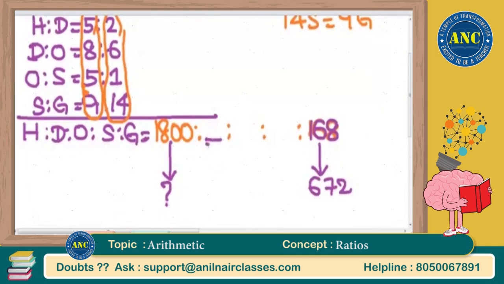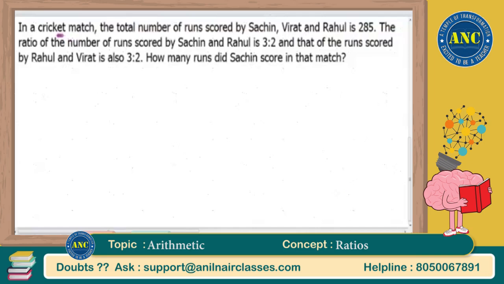That means you don't even have to find these intermediate values and waste your time. I am interested in first value and the last value because question is asking only those two values. 168 into 4 is 672. 1800 into 4 is 7200. Answer is over. In a cricket match, the total number of runs scored by Sachin, Virat and Rahul is 285.